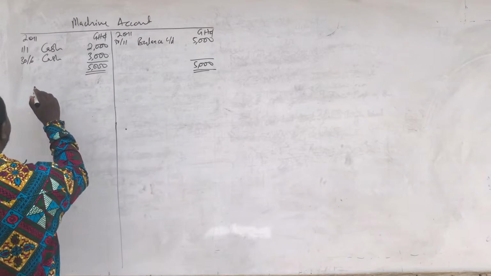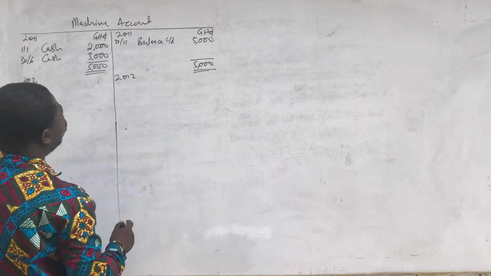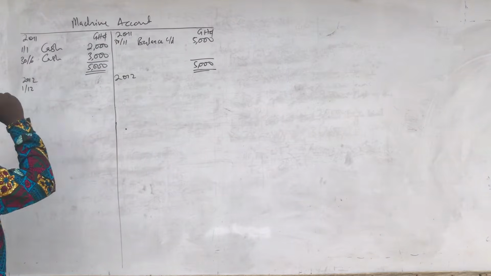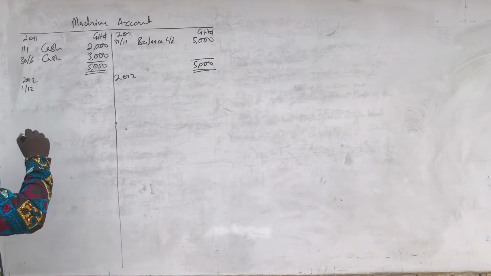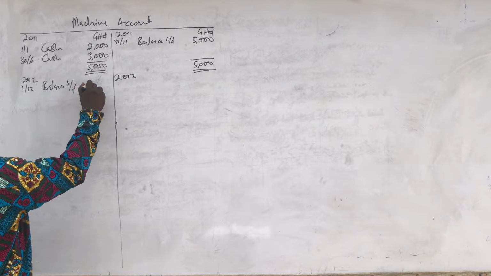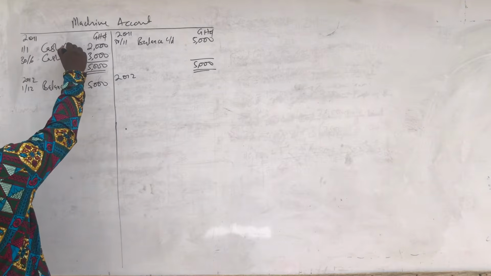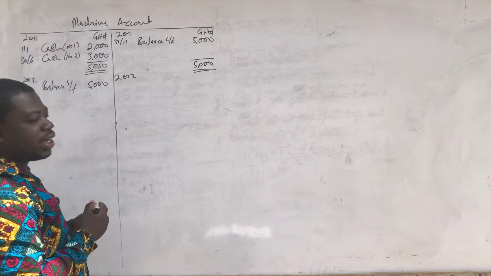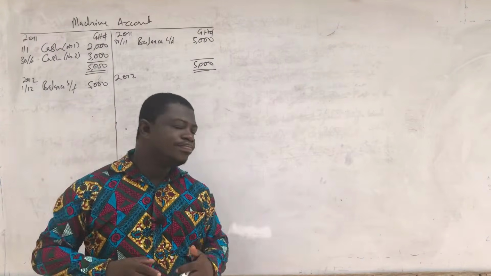And then we move to the 2012 financial year. And in 2012, the balance brought down will come here on 1st December. Remember, that is the beginning of the 2012 year, 1st December. Balance brought forward is 5,000 Ghana cedis. Now, you can decide to put machine number 1 here and number 2 here, so that you can differentiate the assets, especially for the purpose of disposal.